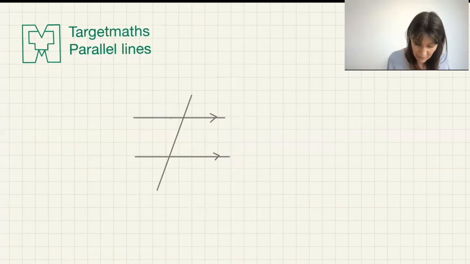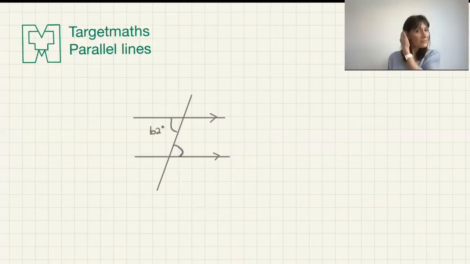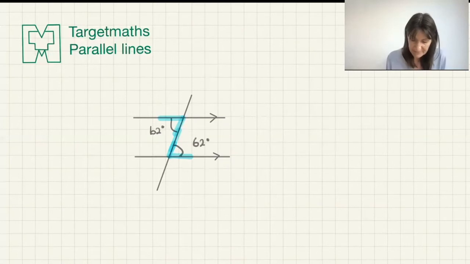If I tell you that is, let's say it's 62 degrees, and I want you to work out that, the best way to do that is to use your color, use that highlighter and go, that's the angle they've given me. That's the angle I want, join them up, and I can see that a Z is wrapped around them. So this angle here is 62 degrees.